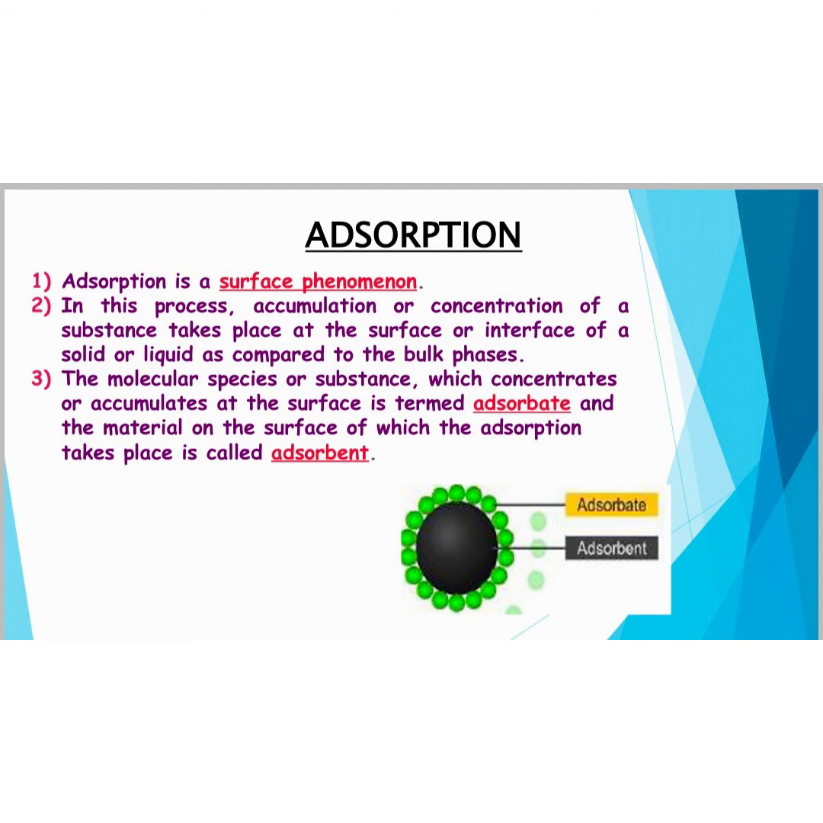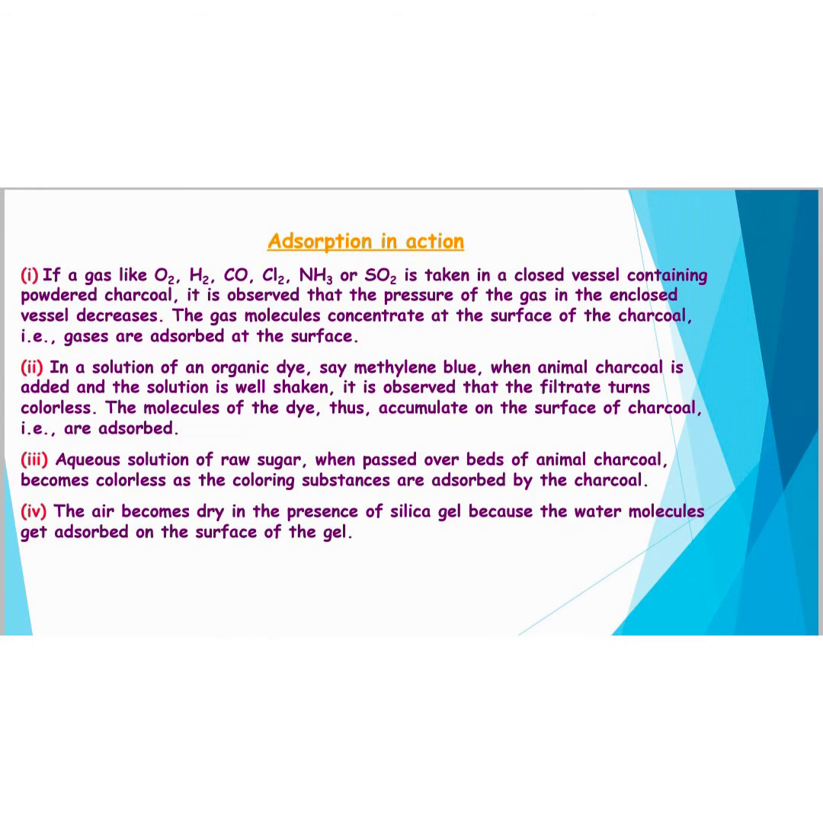The molecular species or substances which concentrate or accumulate at the surface is termed the adsorbate, and the material on the surface of which the adsorption takes place is called the adsorbent. Solids, particularly in finely divided states, have large surface area and therefore act as very good adsorbents. We come across a number of examples of adsorption in day-to-day life.